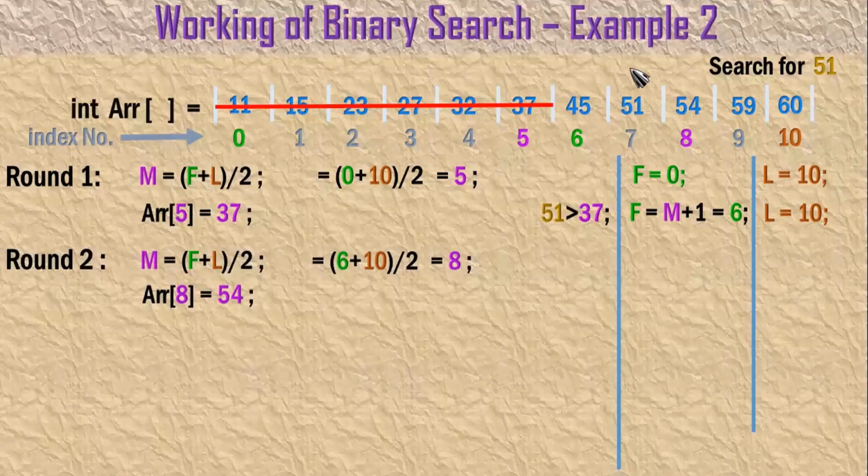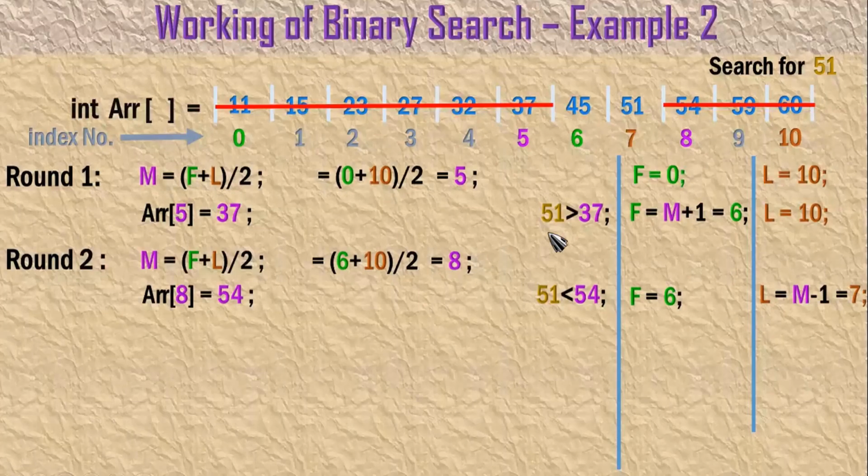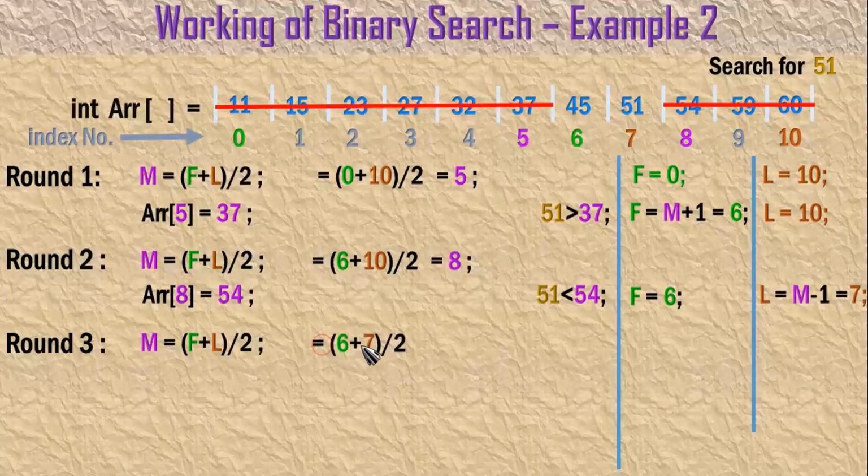At index 8, 54 is available. 51 is lesser than 54. So it is not necessary to search the second half again. Now the first index remains same. The last index will be middle index minus 1, that is 8 minus 1. So now for round 3, the new value of middle index will be 6 plus 7 divided by 2, that is 6.5. Here again we will take only the integer part, that is 6 as index.